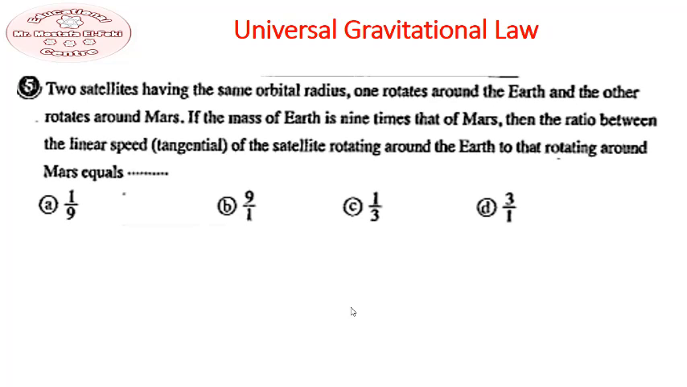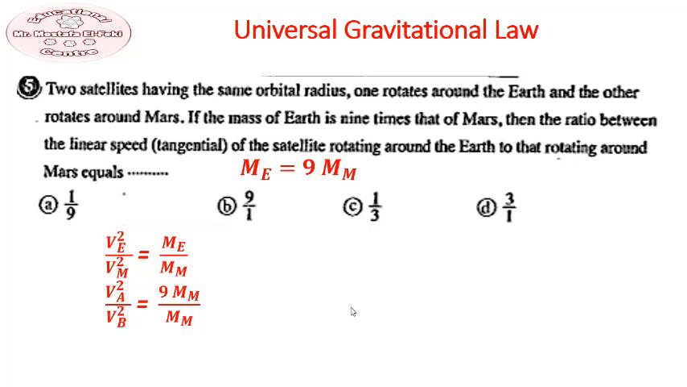Two satellites have the same orbital radius. One rotates around the Earth and the other rotates around Mars. If the mass of Earth is 9 times that of Mars, then the ratio between the linear speed of the satellite rotating around the Earth to that around Mars. Since the mass of Earth equals 9 times the mass of Mars, this is the relation between the velocity and the mass. Velocity squared is directly proportional to the mass. Then V square of Earth divided by V square of Mars equals 9 over 1. Then V divided by V equals 3 over 1.